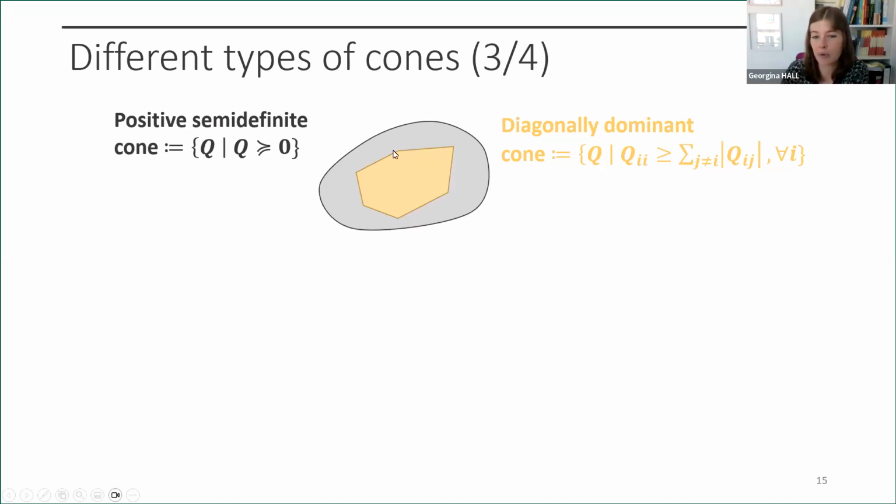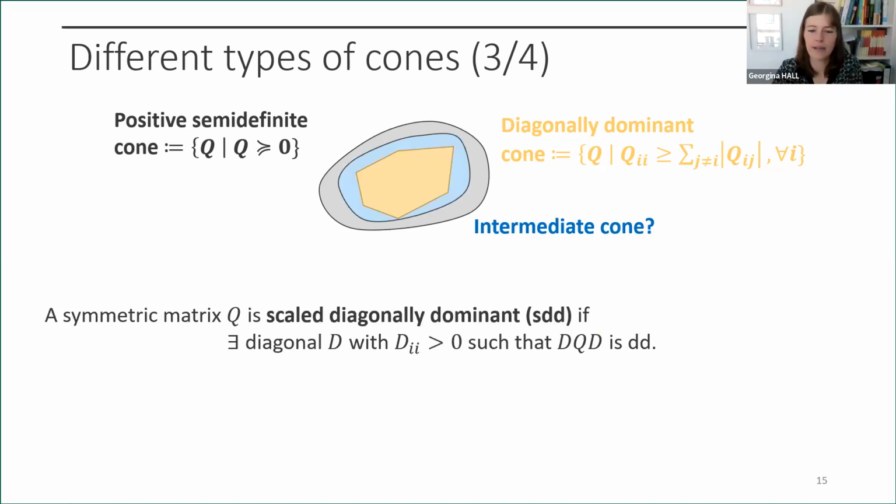Because linear programs are very easy to solve, while semi-definite programs are harder to solve in terms of computation time. Can we maybe get something that's intermediate? And the answer to this is yes. This is given to you via this notion of scaled diagonal dominance. We say that a symmetric matrix Q is scaled diagonally dominant, or SDD, if you can find a diagonal matrix D with positive entries, such that multiplying Q on either side by D gives you something that's diagonally dominant.